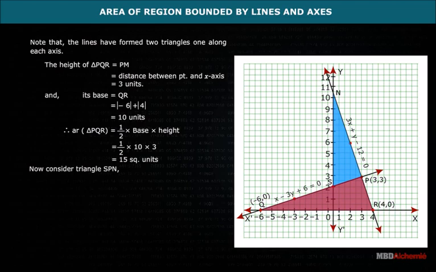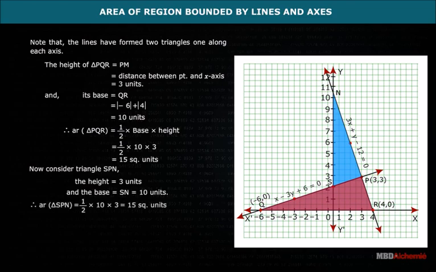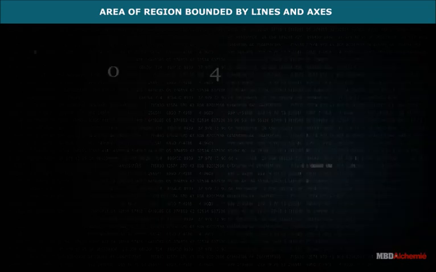Now consider triangle SPN. The height is again 3 units and the base length SN is 10 units. So, the area of triangle SPN is again 15 square units. So, the ratio of the area of the two triangles is 15:15, that is 1:1.